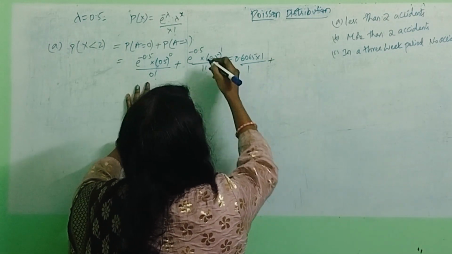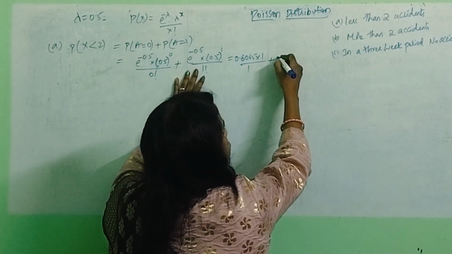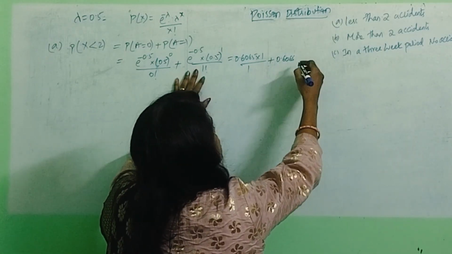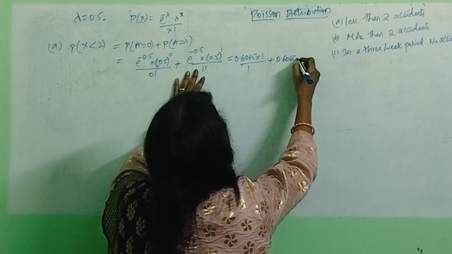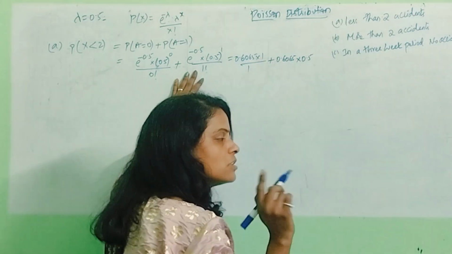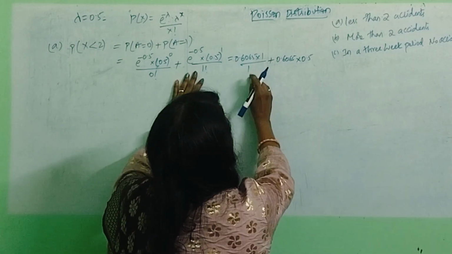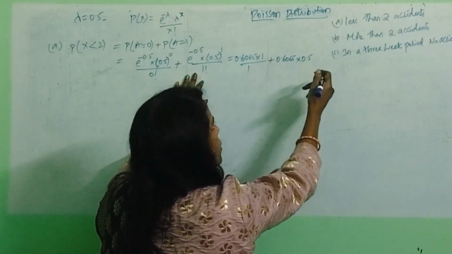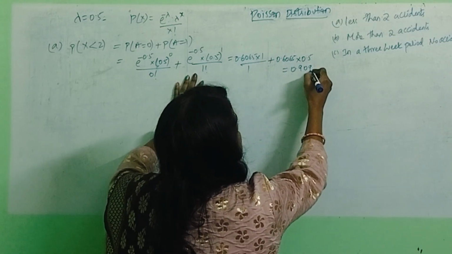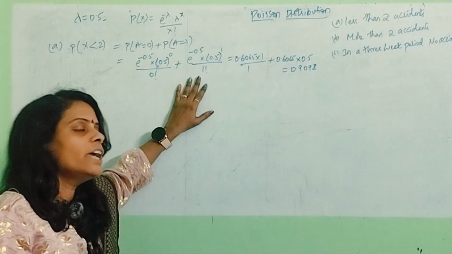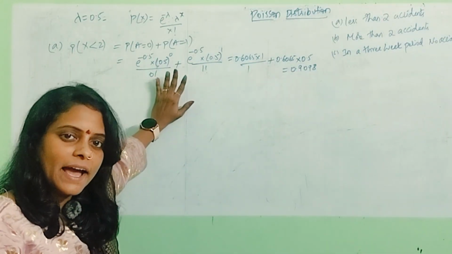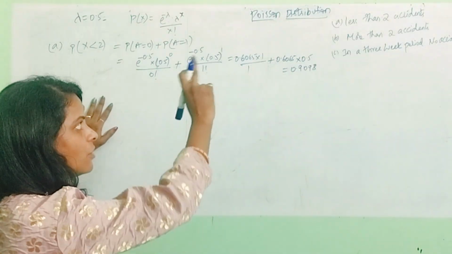Plus e power minus 0.5. What value did we get? That is 0.6065. So 0.6065 into 0.5 to the power 1 is 0.5, by 1 factorial is also 1. So what is this value? 0.6065 plus 0.6065 into 0.5. The total value is 0.9098. So this is the probability that there can be less than 2 accidents. That will be your first answer.